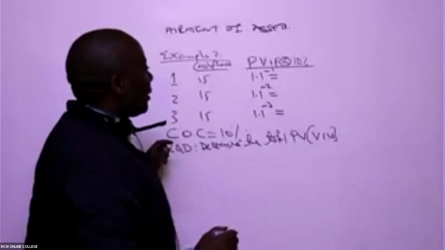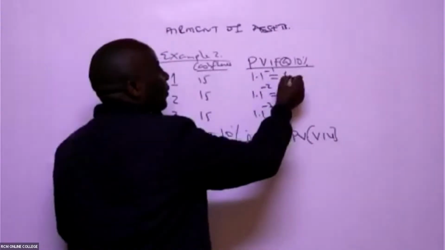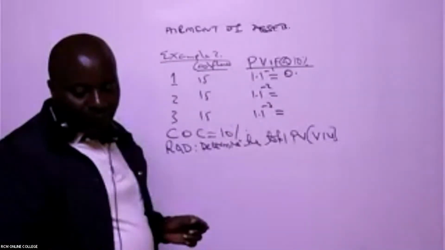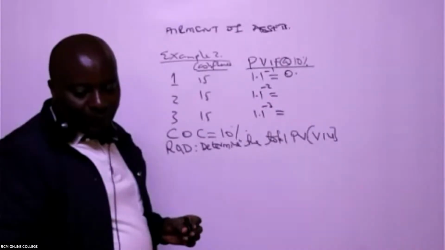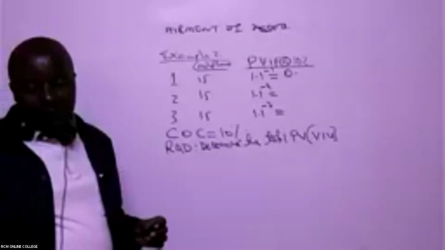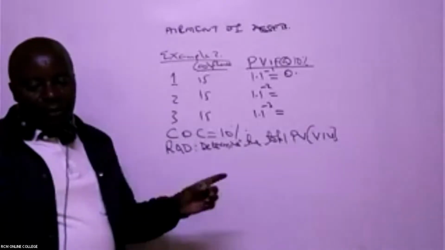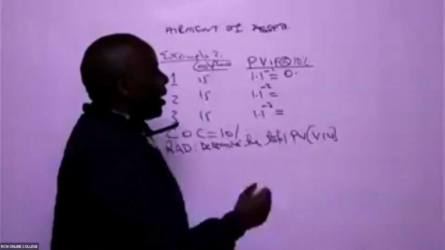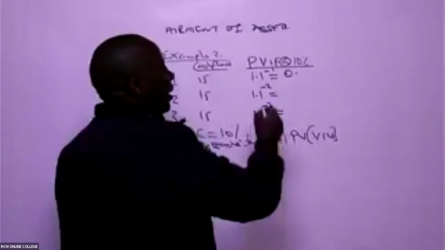All right, so what do we have here? The first one, please give me these figures. The first one is 0.9091. How about the second one? 1.1 raised to -2.